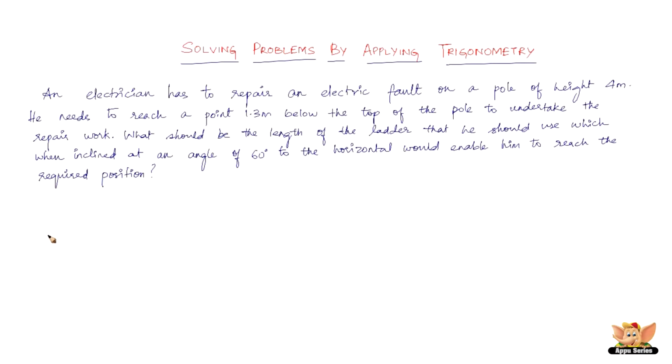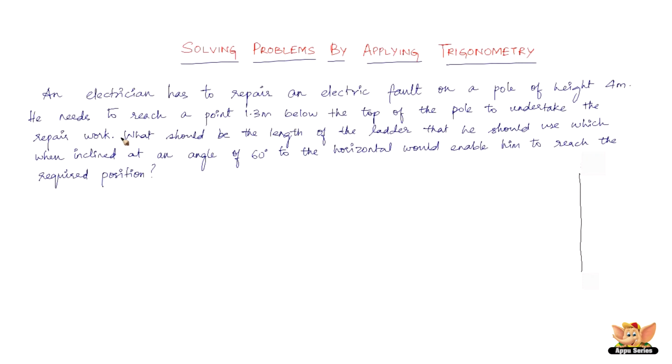Well, in this video, let us continue solving problems by applying the concepts of trigonometry. And that problem reads like this. An electrician has to repair an electric fault on a pole of height 4 meters. Right away, we've got data. So here we've got a pole of height 4 meters.